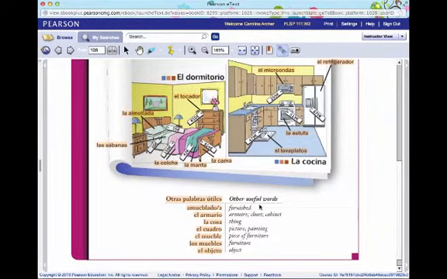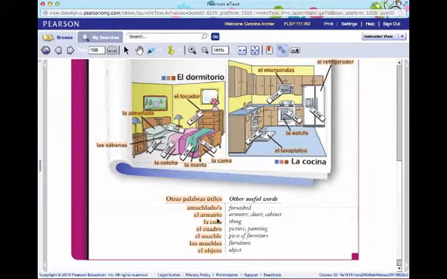So other useful words, we have amueblado. It's an adjective and it means furnished. When you talk about an apartment that comes furnished, you say el apartamento está amueblado. Okay, amueblado. Or if it's casa, it's feminine, you would say la casa está amueblada.